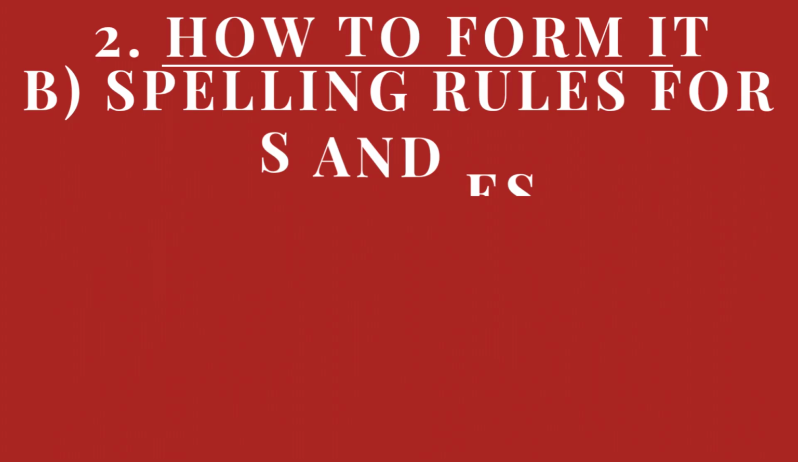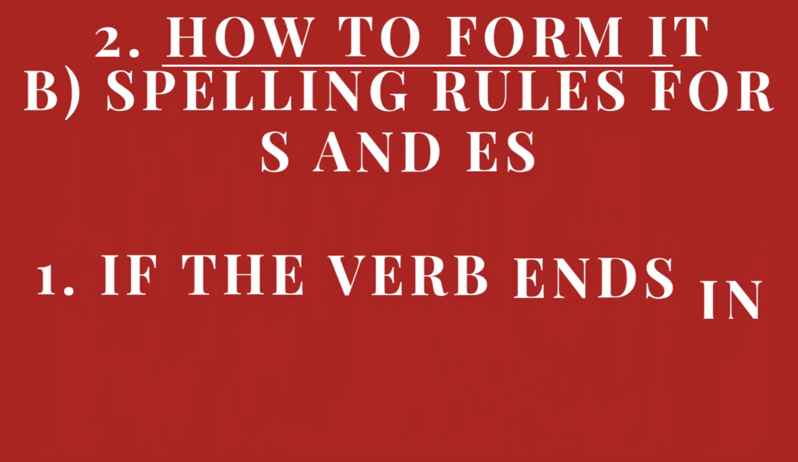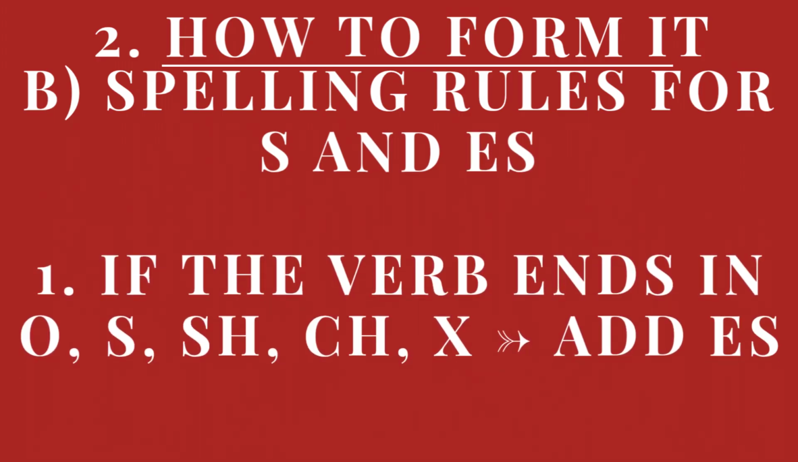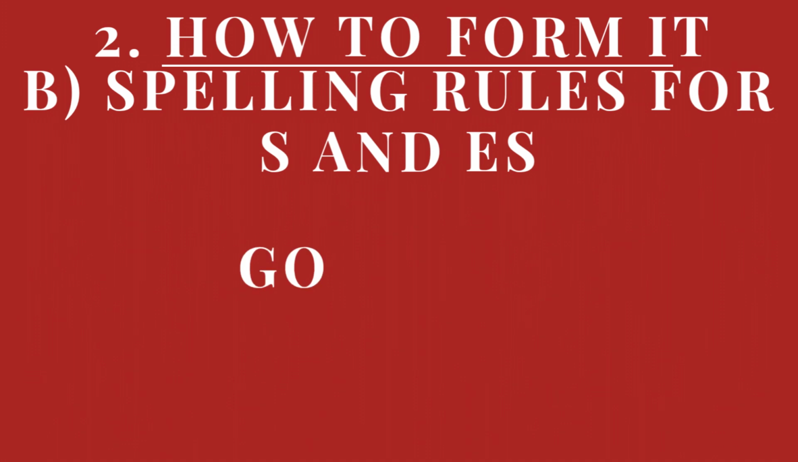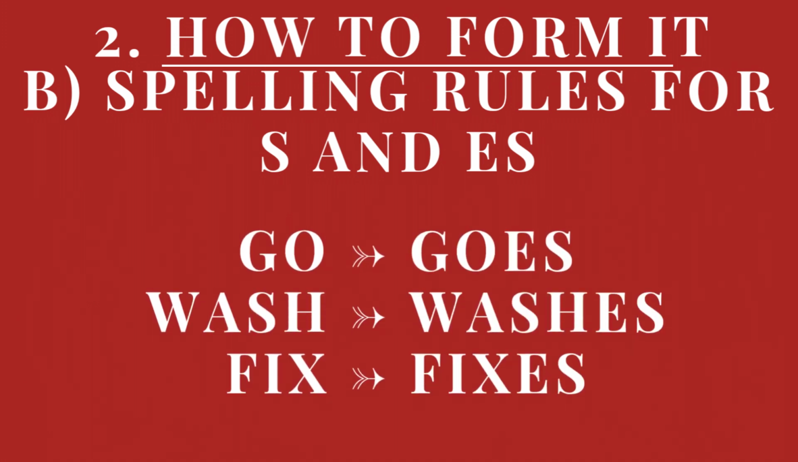Spelling rules for S. 1. If the verb ends in O, S, SH, CH, X, add ES. Go, goes. Wash, washes. Fix, fixes.